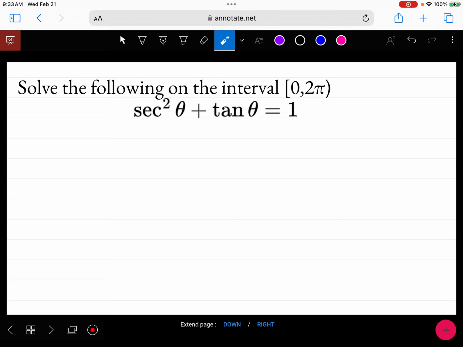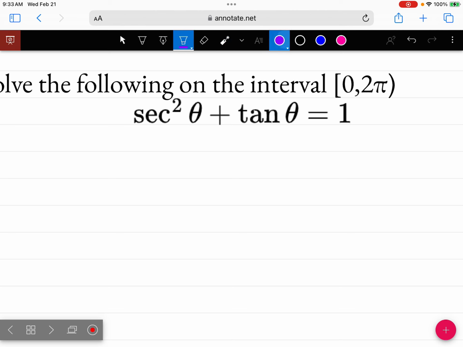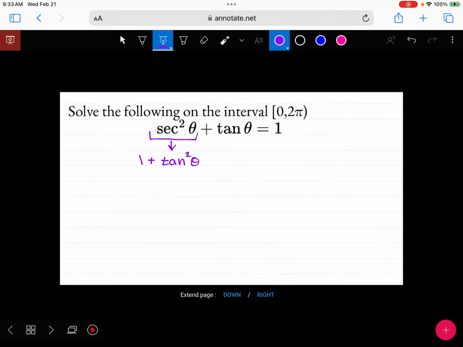You could do it as cosine over sine. An easier way would be to remember our trig identities. And there is one that relates secant squared with tangent. Because we can rewrite secant squared as 1 plus tangent squared. Because there's a trig identity that says secant squared equals 1 plus tangent squared.